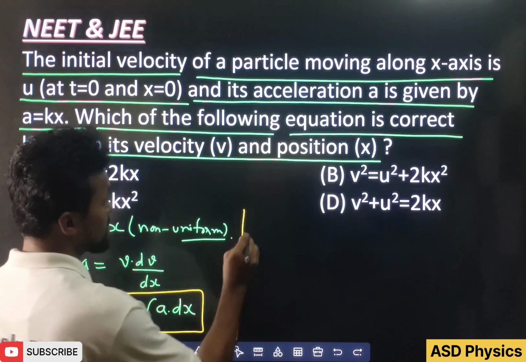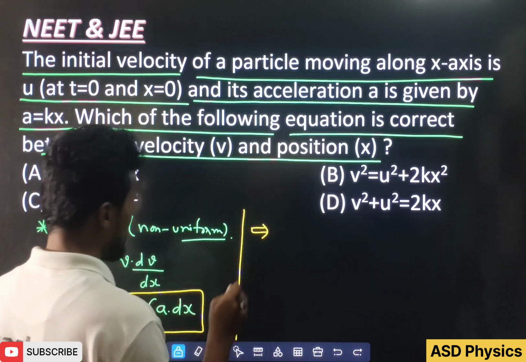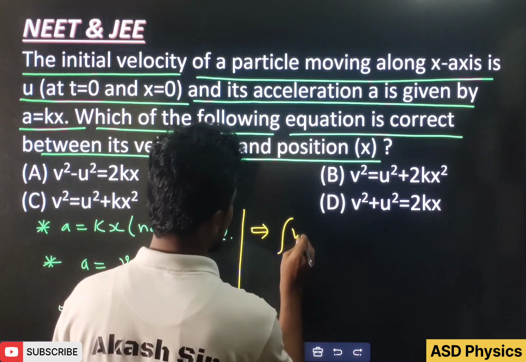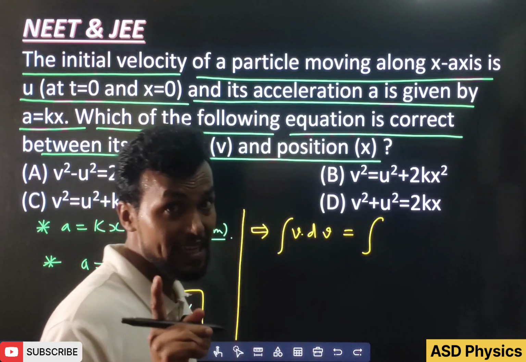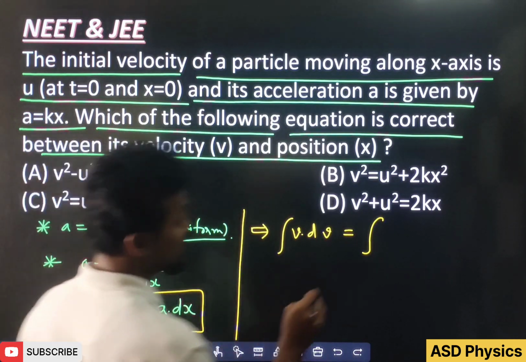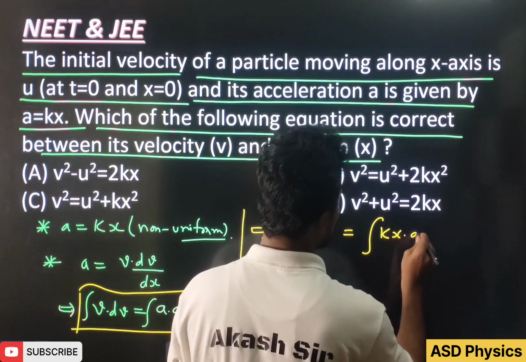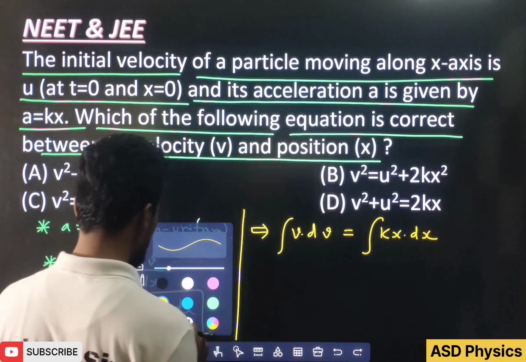Now after that, I will put the limits here. Limits, let's put here v into dv, and here the integration of the value of a. How much is a? You can see a is given here as kx. So kx into dx. Kindly put the limit here, students.